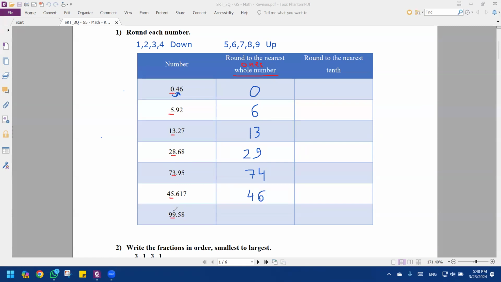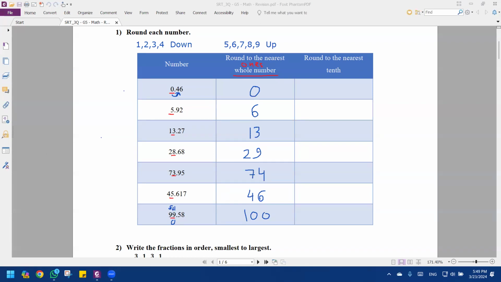Then we have 99 here. We underline 9. We check the 5. 5 means round up. So we should add 1 to that 9. When I add 1 to this 9, it will be 10. So I cannot write 10. So I will write 0 and I will add 1 to the next digit. So if I add 1 to the 99, I will get 100. So if I round 99 up, it will be 100. We add 1.